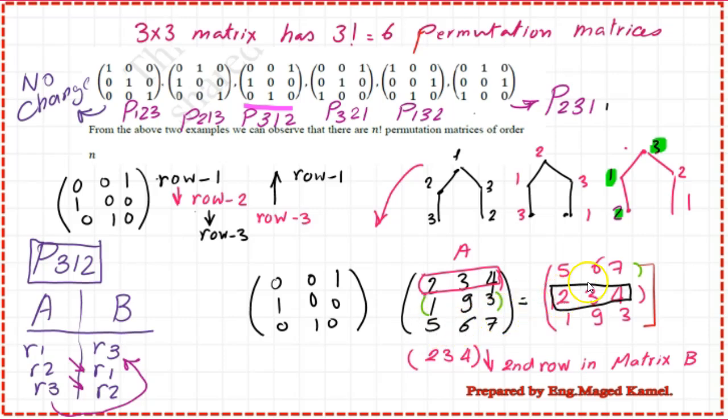The third row 5 6 7 will move up, and the second row will move down 1 9 3, and 5 6 7 will move up. We move to the next slide.